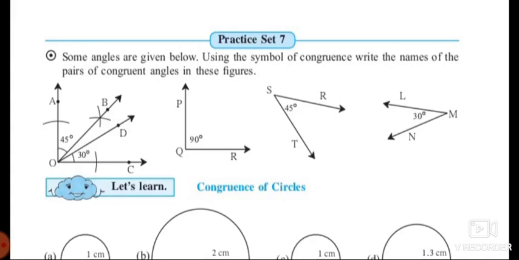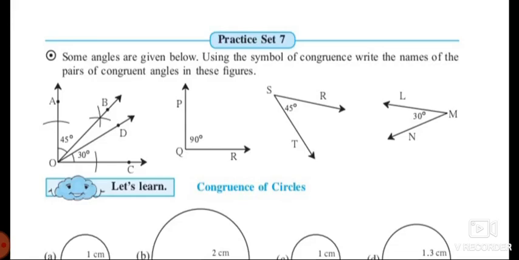So here they have given you 4 angles. From that you have to write the pairs of congruent angles. Pairs means 2 angles make one pair. Okay, so you have to select any 2 angles which have equal measures, that will become a pair. But you have to use the symbol of congruence and show that they are congruent angles.